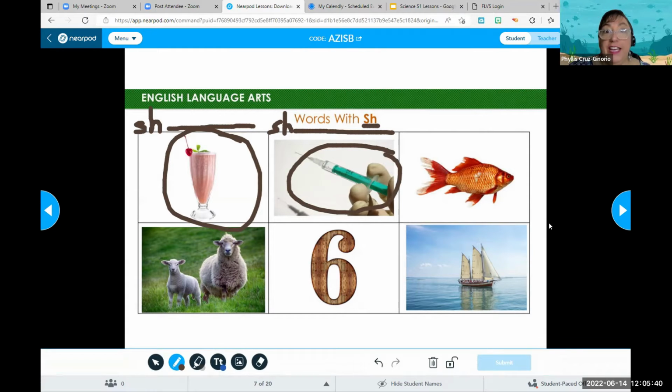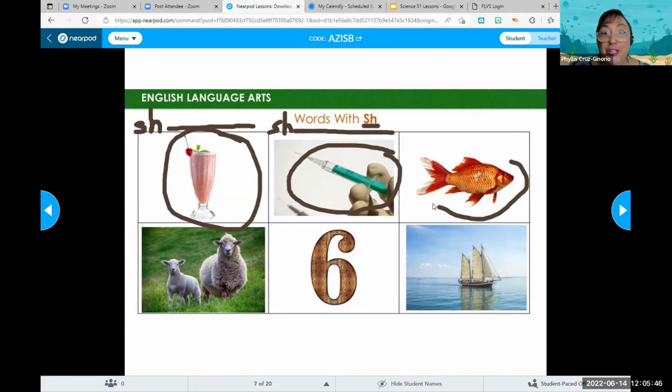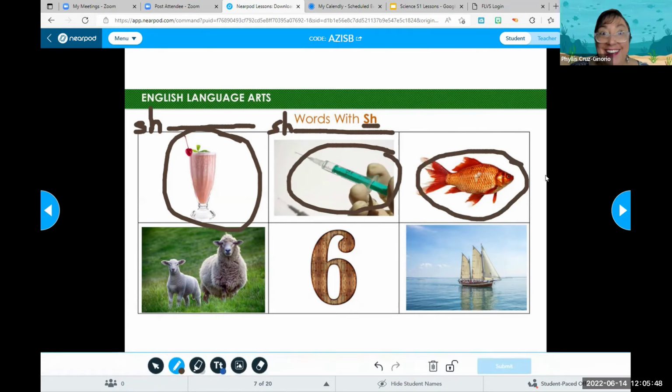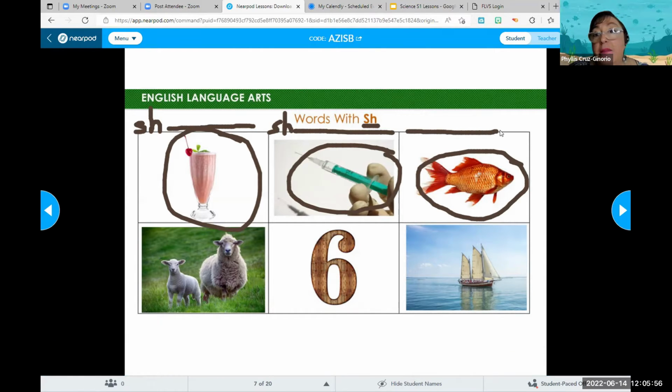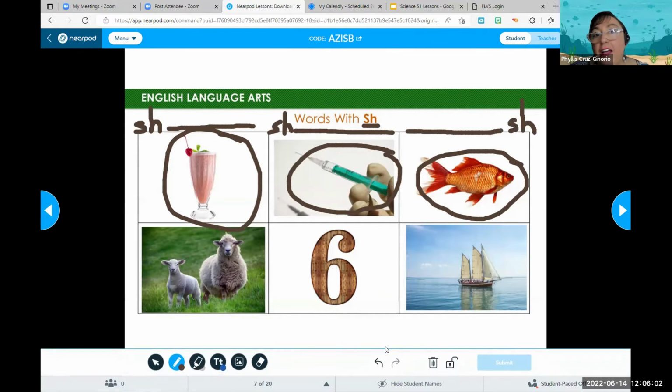Fish, fish. I heard it too. I heard shush. I heard a sh at the end. Yes. Oh, let's see. Sh. Oh, it's at the very end. So we have the beginning sound, the middle sound, and then the SH is at the end of the word. Excellent.